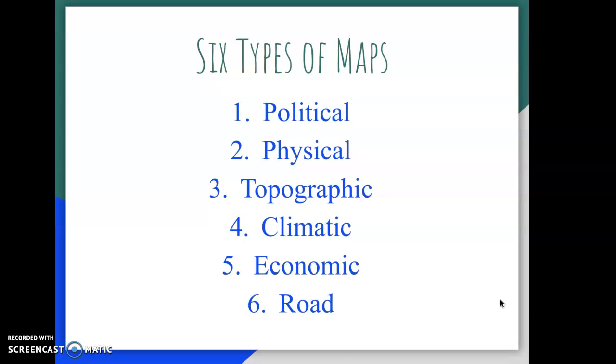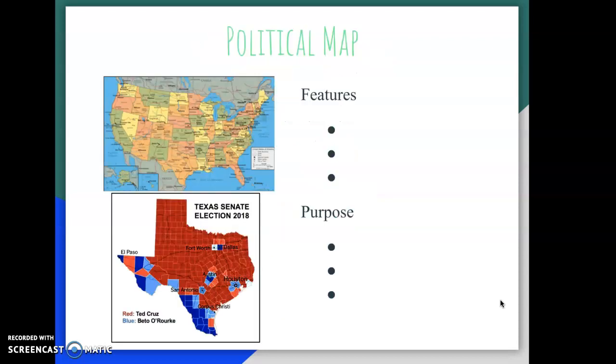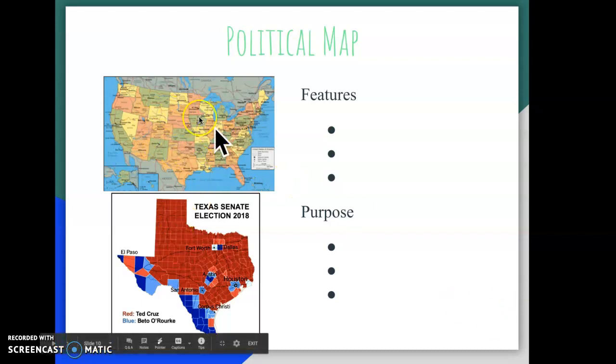But the 6 types of maps are political, physical, topographic, climatic, economic, and road. So for a political map, it's not always necessarily an election map or a map to show results. It's also to show political boundaries. So the boundaries or borders of a state, of countries, and things like that. So that's what this one up here is. This is just a normal political map showing you information. And then down here is an election map, but an election map is a type of political map.